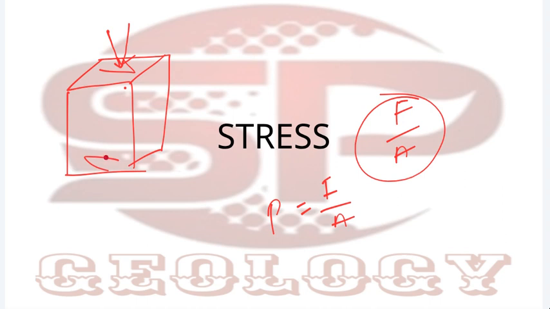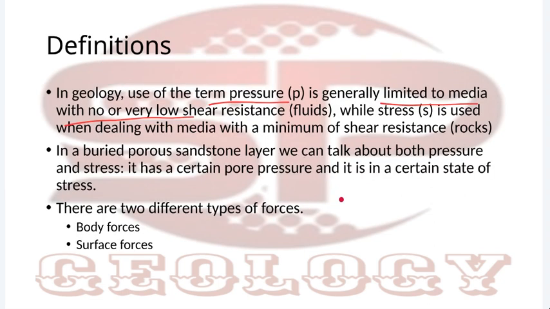Pressure is only considered where the shear stress is zero. Okay. So pressure is also force by area. Stress is also force by area. Pressure we consider when the shear stress is very limited or zero, but in case of stress, there should be some shear resistance. So that is the difference between pressure and stress. Otherwise, the definition will be the same. Pressure is also force per unit area.